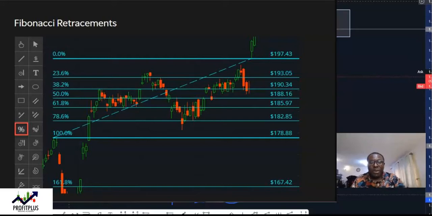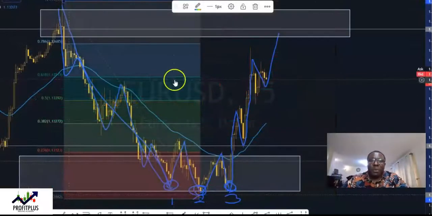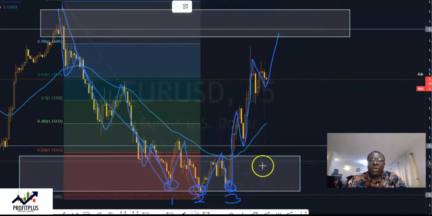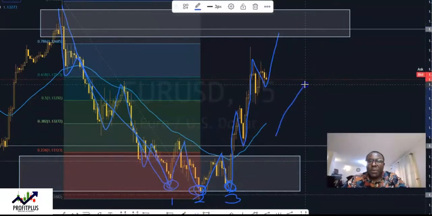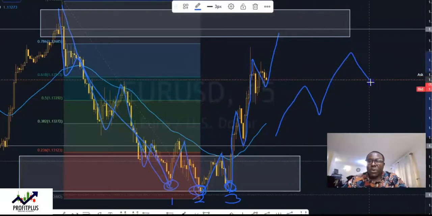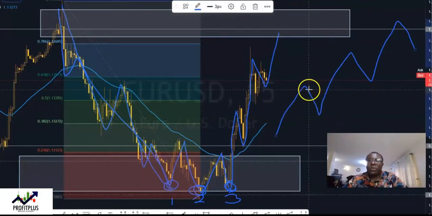I'm not here to tell more about it, but it gives you the various levels of possible price pullbacks after an impulse. Price makes an impulse and then a correction. If it's trending upward, it will make an impulse like this and it will correct. It will make another impulse and it will correct. It will make another impulse and it will correct. So we use the Fibonacci retracement tool to know the level of retracement.